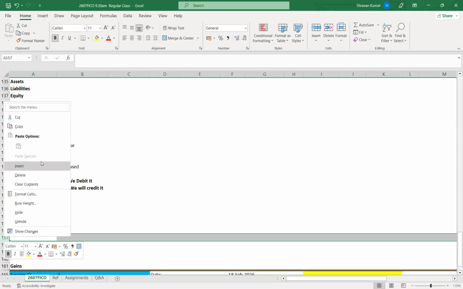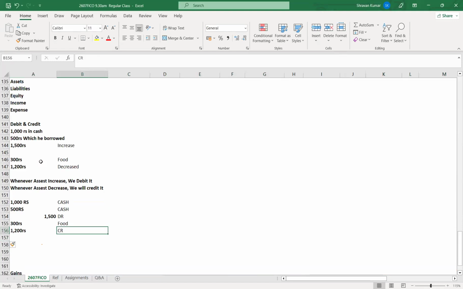Here cash is an asset. Correct. And this is a liability, right? 300 is a liability, correct? So that's why we credit.